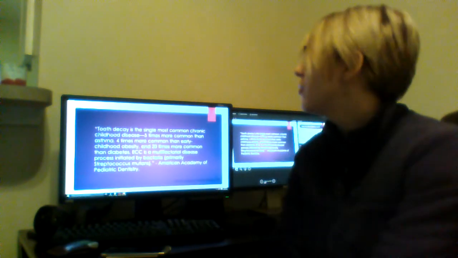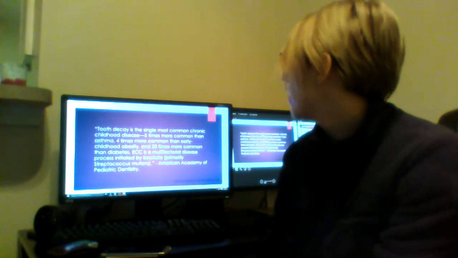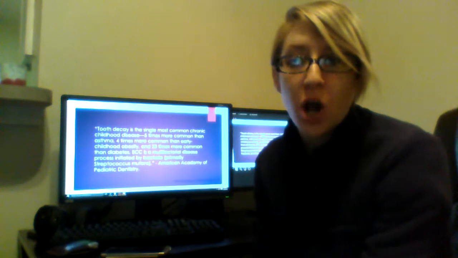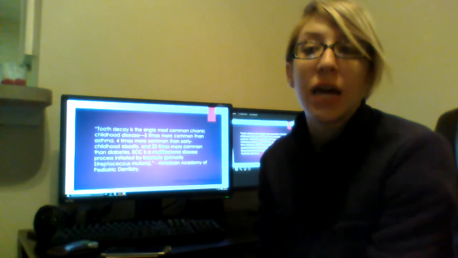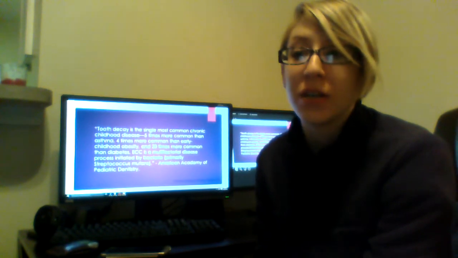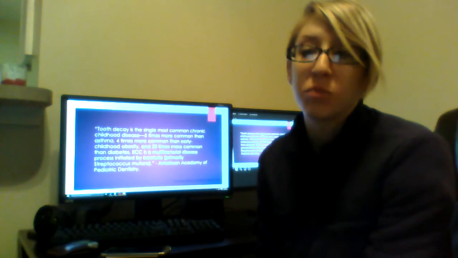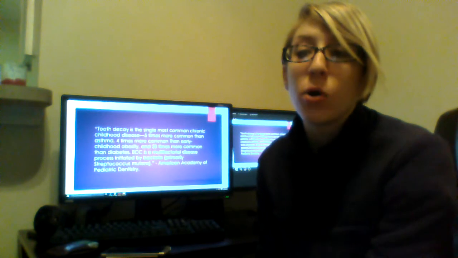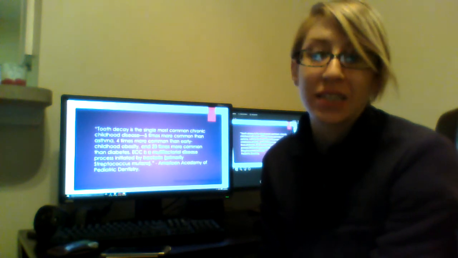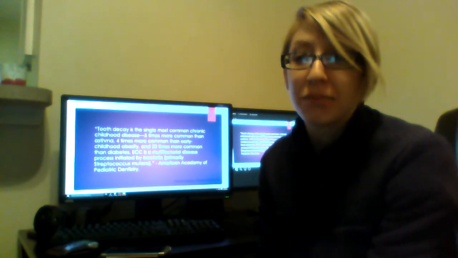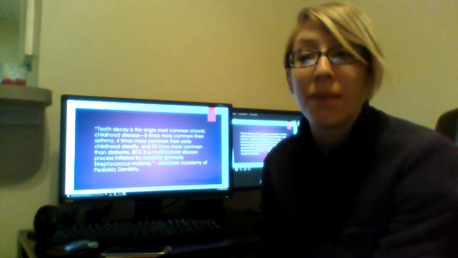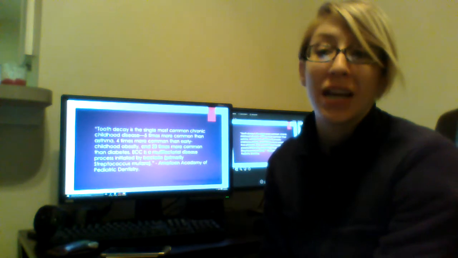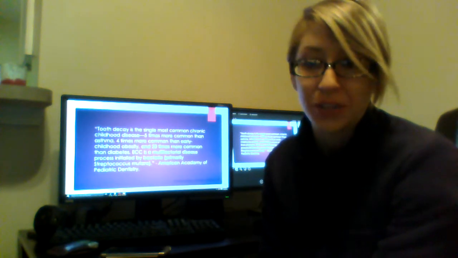Tooth decay is the single most common chronic childhood disease. It is 5 times more common than asthma, 4 times more common than early childhood obesity, and 20 times more common than diabetes. Early childhood caries is a multifactorial disease process initiated by bacteria. This bacteria is primarily Streptococcus mutans, and this is directly from the American Academy of Pediatric Dentistry.